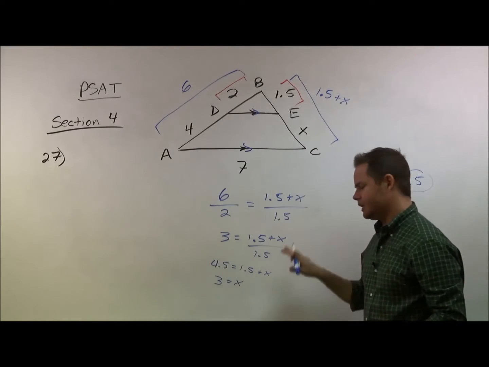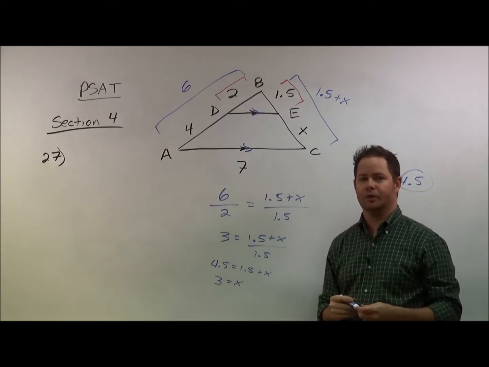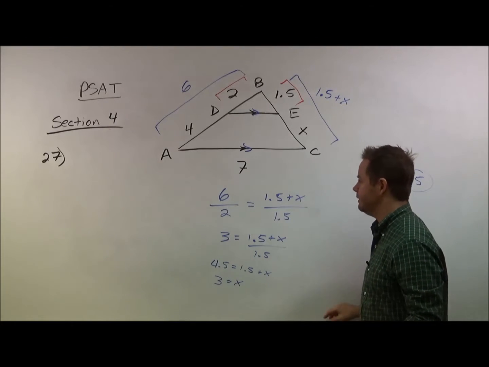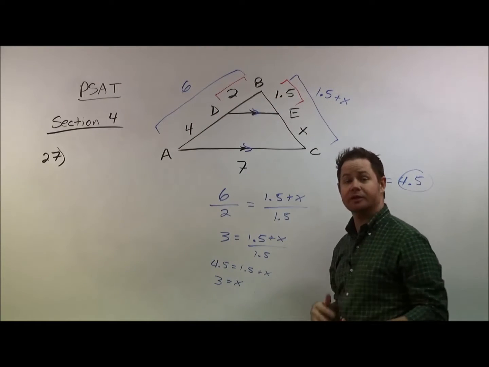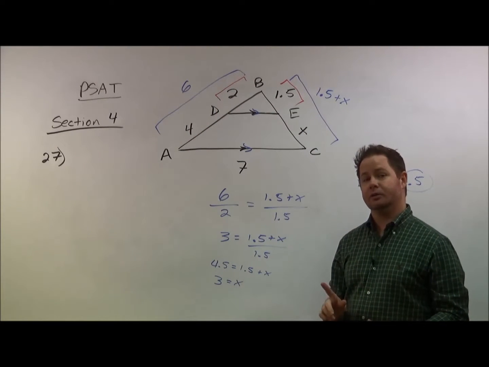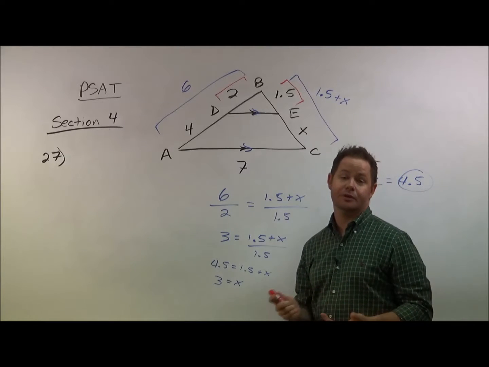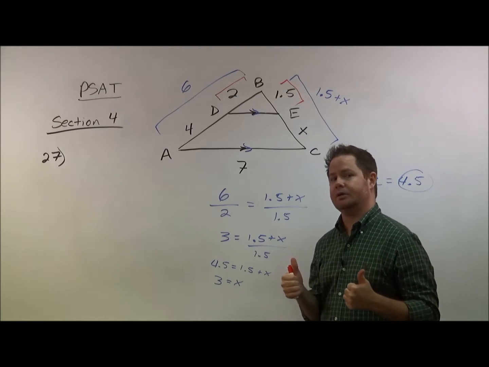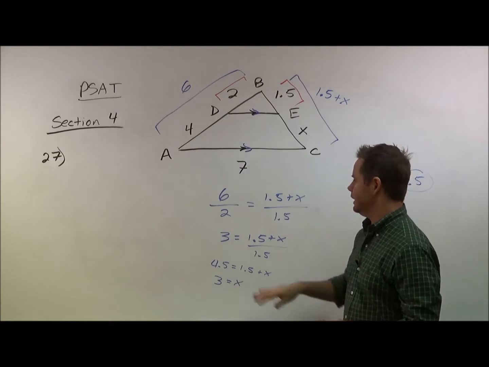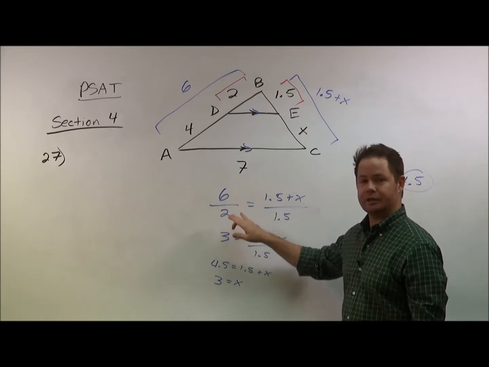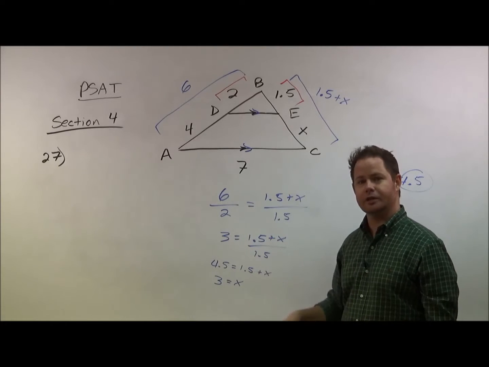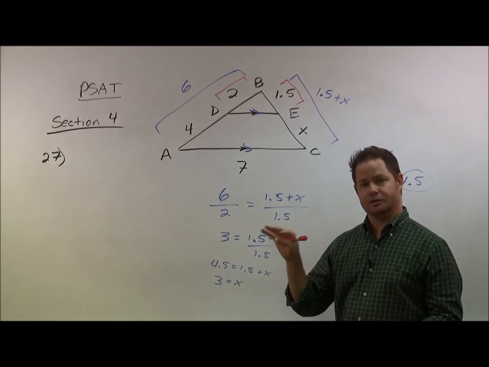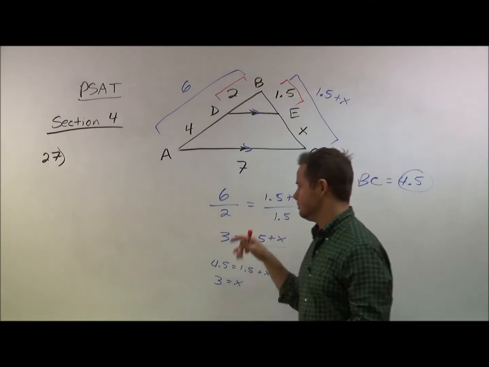So the length of BC for this problem will be 4.5. Now I want to set up this proportion in one other way, because a lot of students say, oh wait, but I did it differently. I did 6 over 1.5 plus x. Is that wrong? And no, it's not. It's perfectly fine. And believe it or not, that's actually something we really like about similar triangles, is that as long as you line up the corresponding sides, it doesn't matter if you line those up horizontally or vertically, as long as you maintain the same sides in the same positions, your proportion will work out.